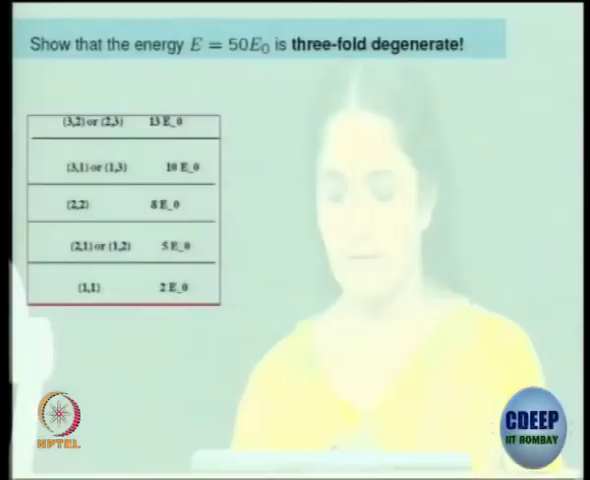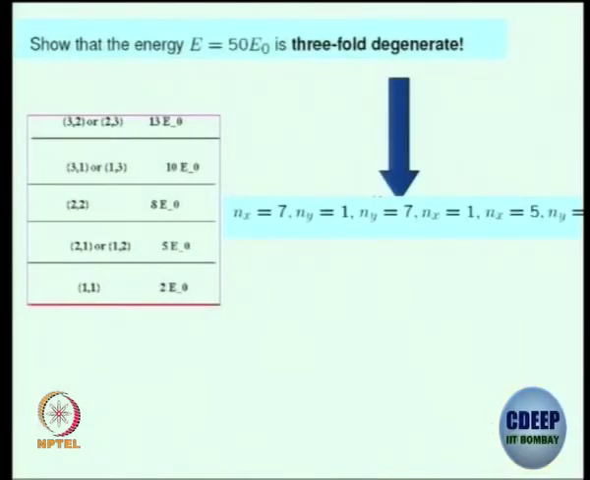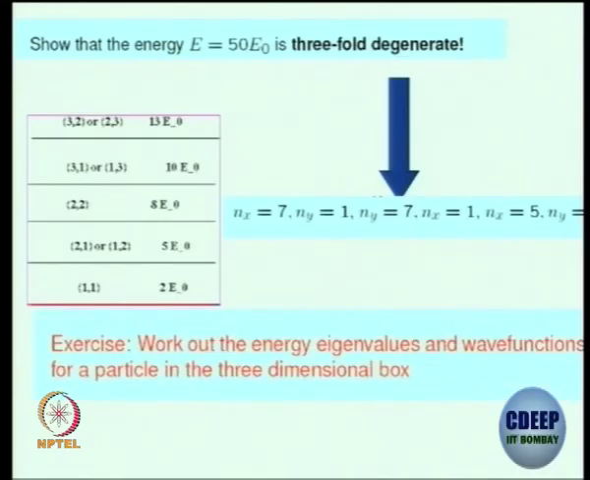In the case of 13 E naught, the symmetry of the square tells you can interchange nx and ny. That is what he was saying. But when you do it for 50 E naught, not only that symmetry, but you also have accidental things, that you will have nx as 7, ny as 1, that gives you 50 E naught, ny as 7, nx as 1. You also have nx equal to 5 and ny equal to 5. So it is three-fold degenerate. Such possibilities also exist. So case by case you have to find the degeneracy. It is not always two-fold degenerate. It can be more than that. That is all I am trying to say.